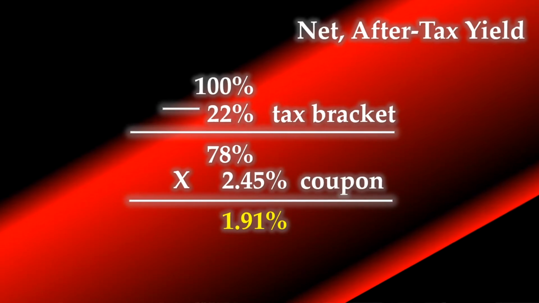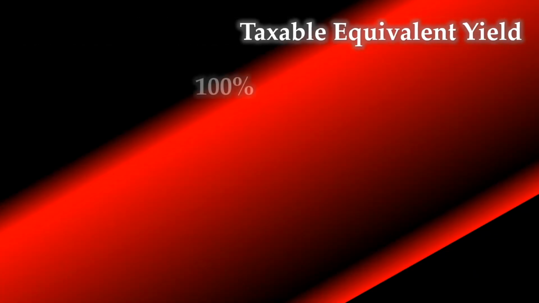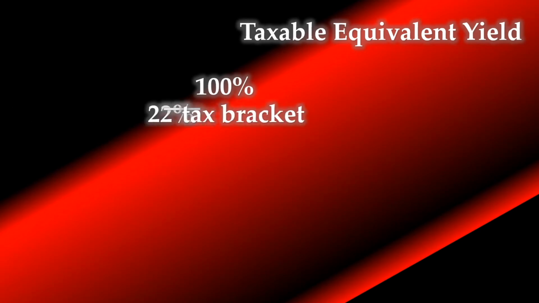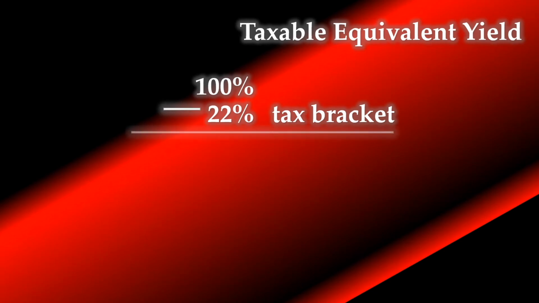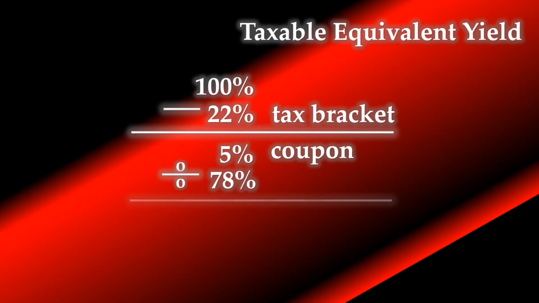Now let's flip the script and find the taxable equivalent yield of a municipal bond. Let's use, for this example, the 5% Maine GO again, and we'll use a slightly different formula. If a Maine resident in the 22% tax bracket buys the bond at par, there's no state tax applied since it's an in-state purchase. The 5% bond is divided by 78% to give the taxable equivalent yield.